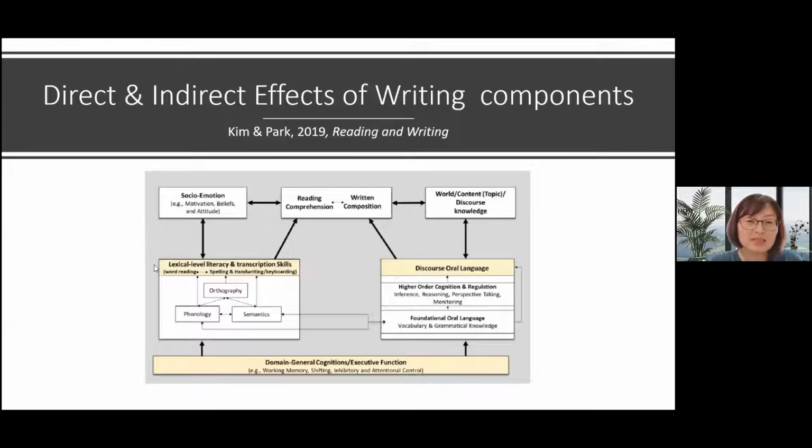So that includes your ability to read words and spelling. And for writing, we need handwriting or keyboarding. We don't need those two, handwriting or keyboarding, for reading comprehension, but we do for writing. The reason why they're all together is because word reading and spelling require basically the same set of skills.